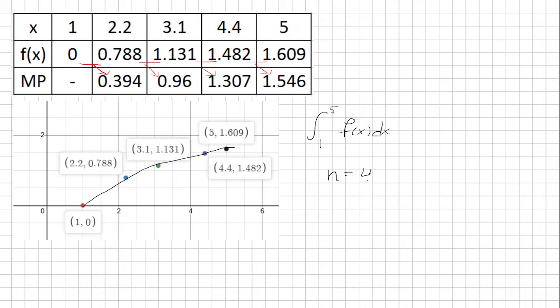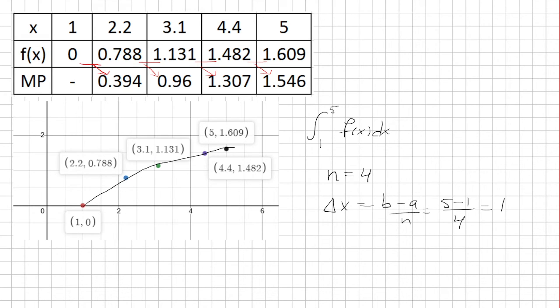Okay, we're going to use 4 rectangles to approximate the area, and we know that delta x is b minus a over n. N is 4, b is 5, a is 1. So we calculate delta x to be 1. So all we have to do now is find the area of each of the rectangles. So I'm going to show you for a couple of these.